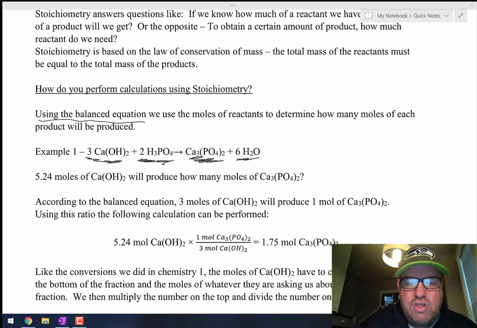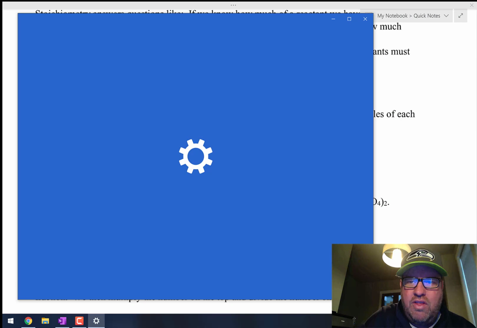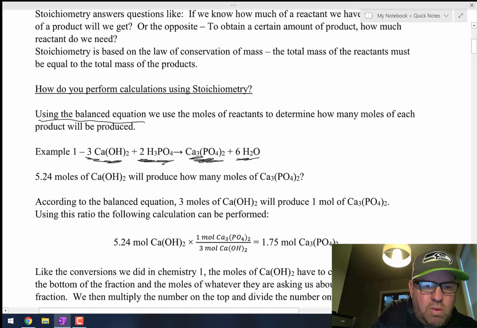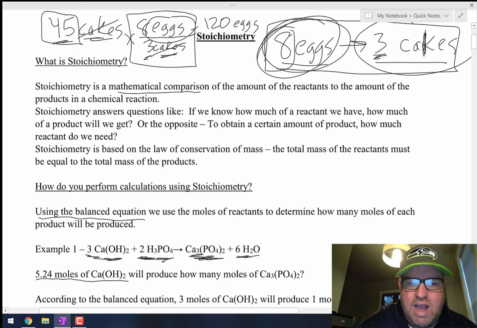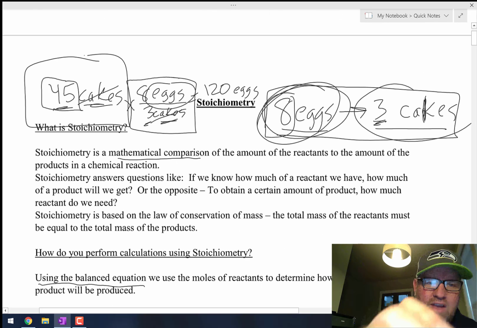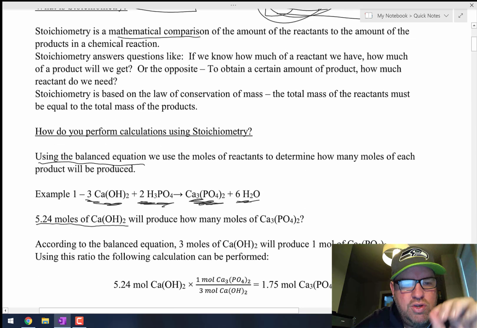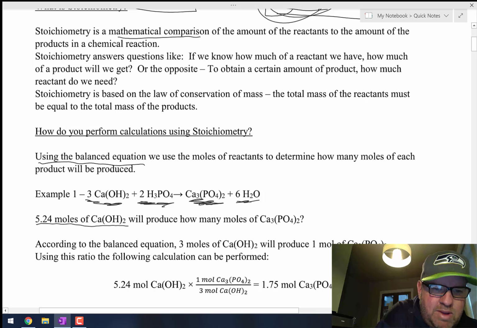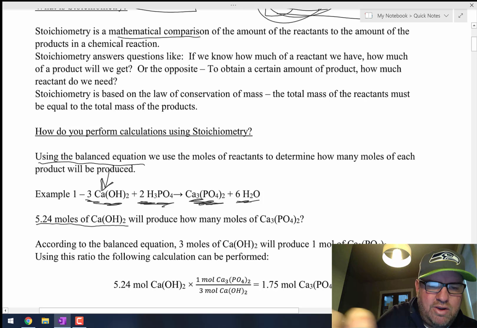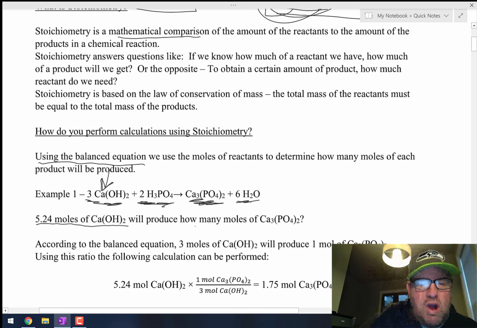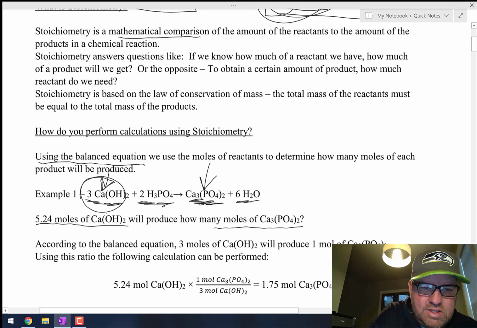Now, we don't really care too much about any of this other than the things that they ask us about. So, for example, 5.24 moles of calcium hydroxide is kind of like saying 45 cakes. That's the amount that you're starting with. So we're starting with 5.24 moles of calcium hydroxide, which is this one right here, and then they want to know how many moles of calcium phosphate that's going to produce, which is here. So we're going from calcium hydroxide to calcium phosphate.